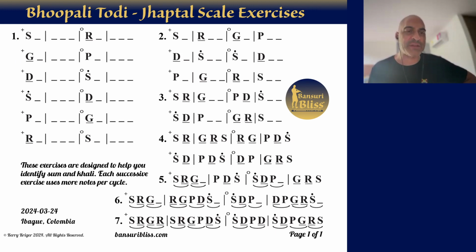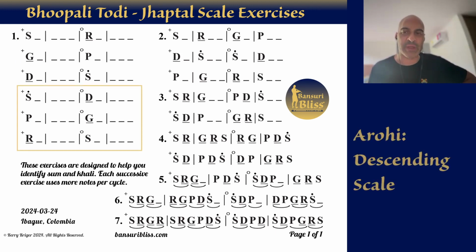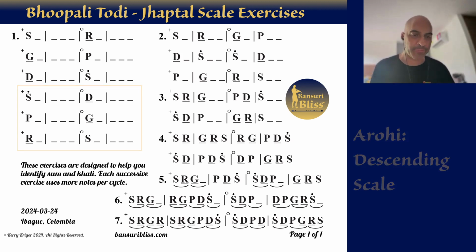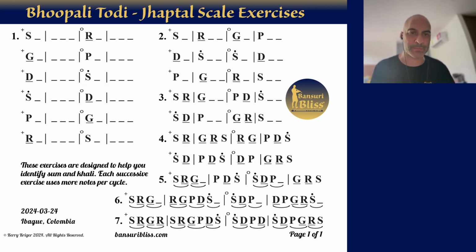And now we're just going to descend in reverse, beginning with a high sa. Sa, da, pa, ga, re, sa. That's the avarohi, the descending scale. I'm going to play it one more time, and when it's done, I'm going to move on to number 2.